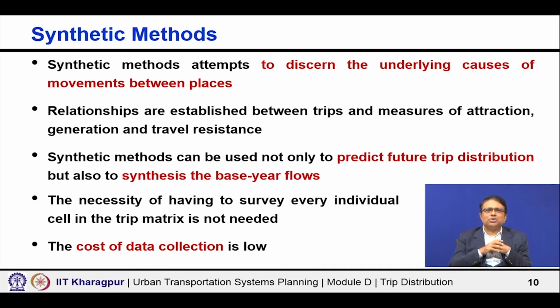Synthetic methods can be used not only to predict future trip distribution, but also to do the synthesis of the base year flow. As I say, we can model even what is happening currently. So, currently our impedances are known, productions are known, attractions are known. We can try to even model these values, and of course, you can check, some kind of validation is always possible, but you can model it, not that somebody has to give it to you and only then you can apply a factor to project it as you did in the growth factor based model. In this case, we can actually do the synthesis of the base year flow, that is the advantage.